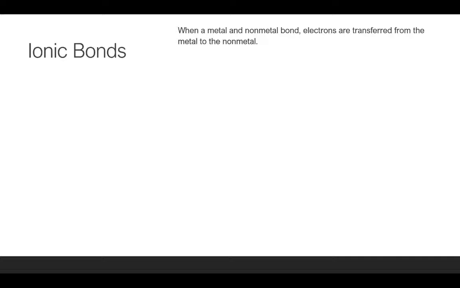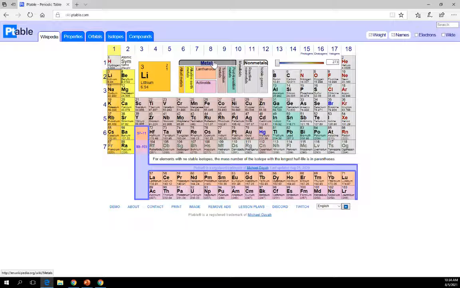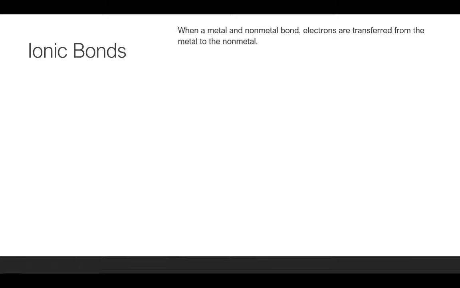These are formed when a metal and a non-metal bond and electrons are transferred from the metal to the non-metal. Just a reminder, our metals are on the left side of the periodic table, and our non-metals are on the right side. So if sulfur and vanadium got together, we would have a non-metal and a metal. That would be an ionic bond and form an ionic compound.